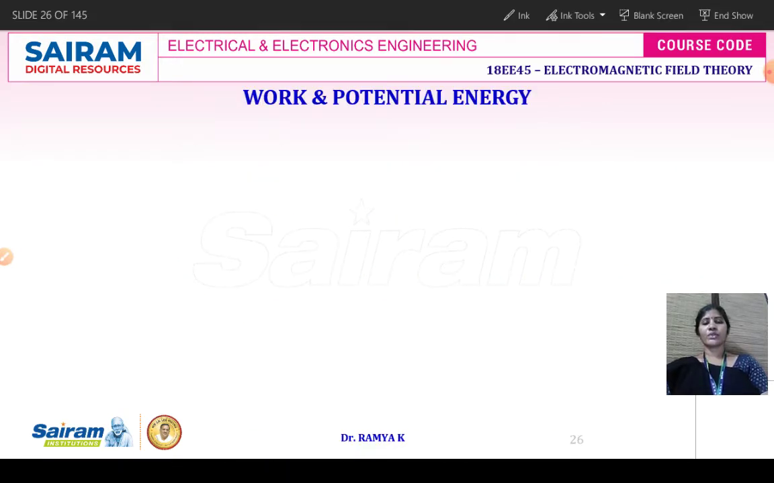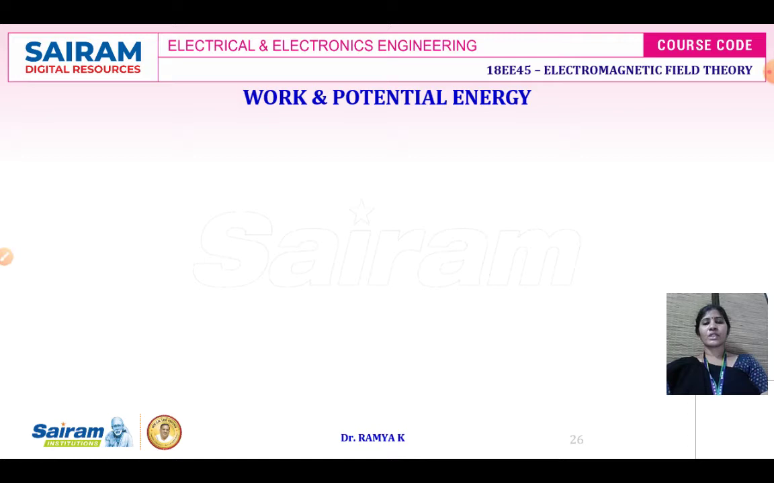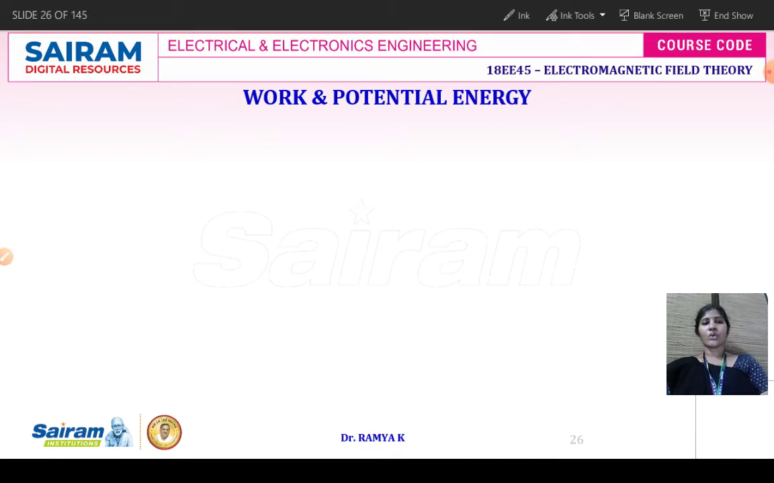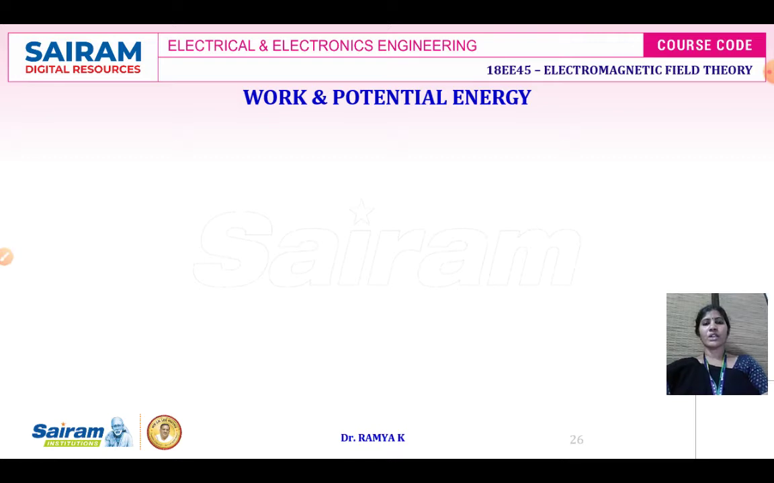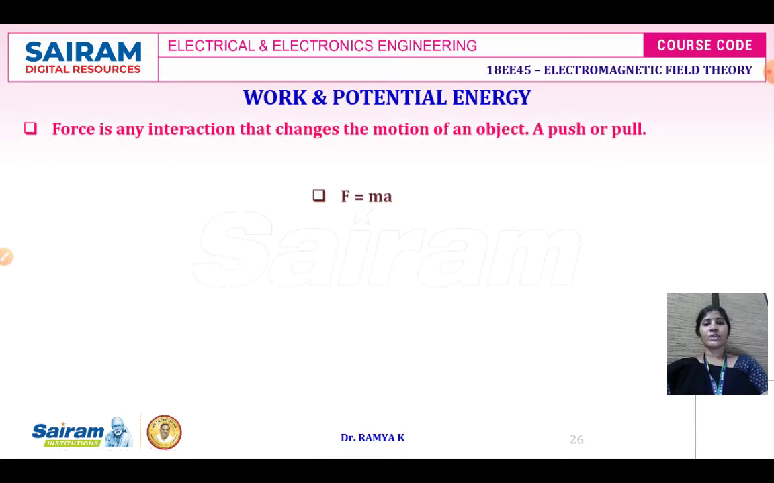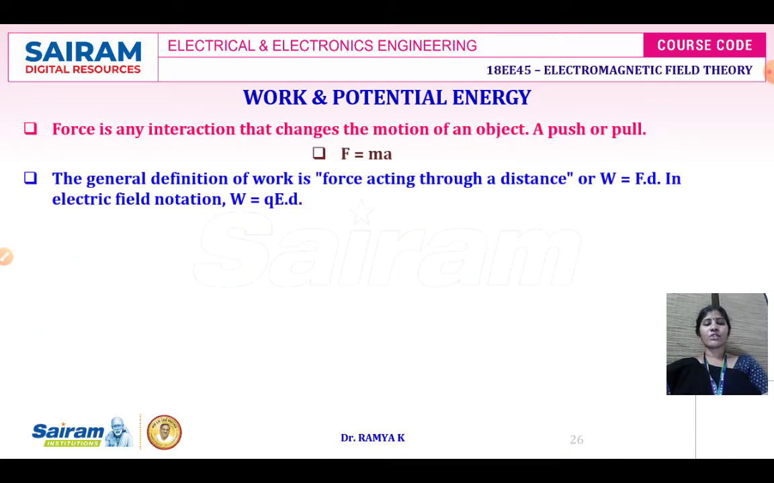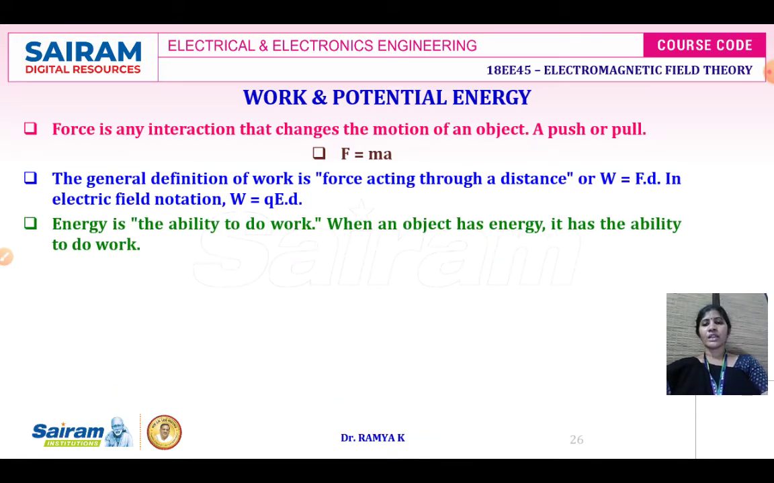Next is work and potential energy. As we discussed earlier, how the potential is going to get exerted when you are moving an electric charge in the presence of an electric field by applying an external force. So here force is equal to mass into acceleration, or you can write it as W is equal to F into D. F in terms of electric field intensity, if you are writing, we will get it as Q into E dot D. So energy is nothing but the ability to do work.